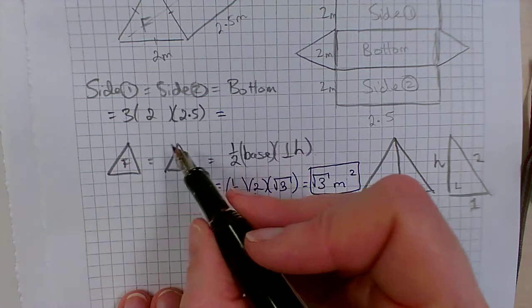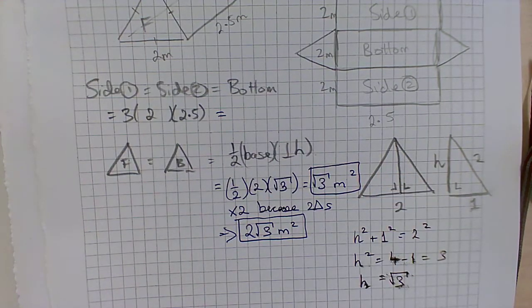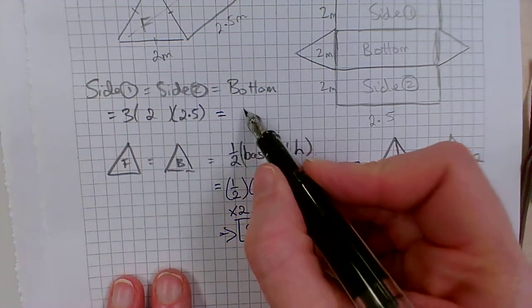These ones, I had 3 of them. So that's 3 by 2 by 2.5, which gives us 15 meters squared here.